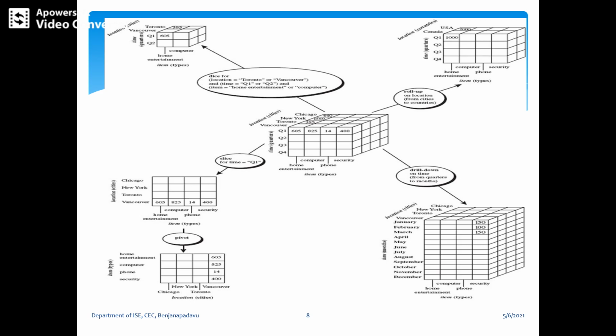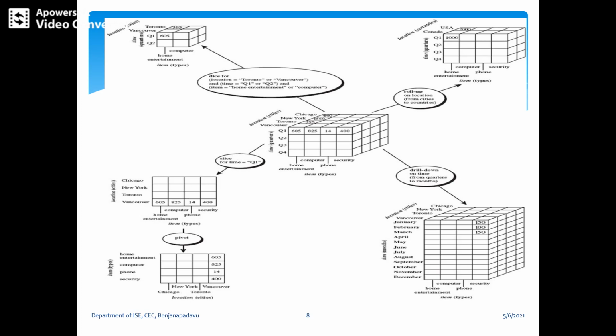Q1, Q2, Q3, Q4. Here for location we have taken Vancouver as the city name, Toronto second, New York third, Chicago fourth. Similarly, item types: the first one is home entertainment, the second is computer, the third is phone, and the last one is security. Now we will apply all four operations to the same data.